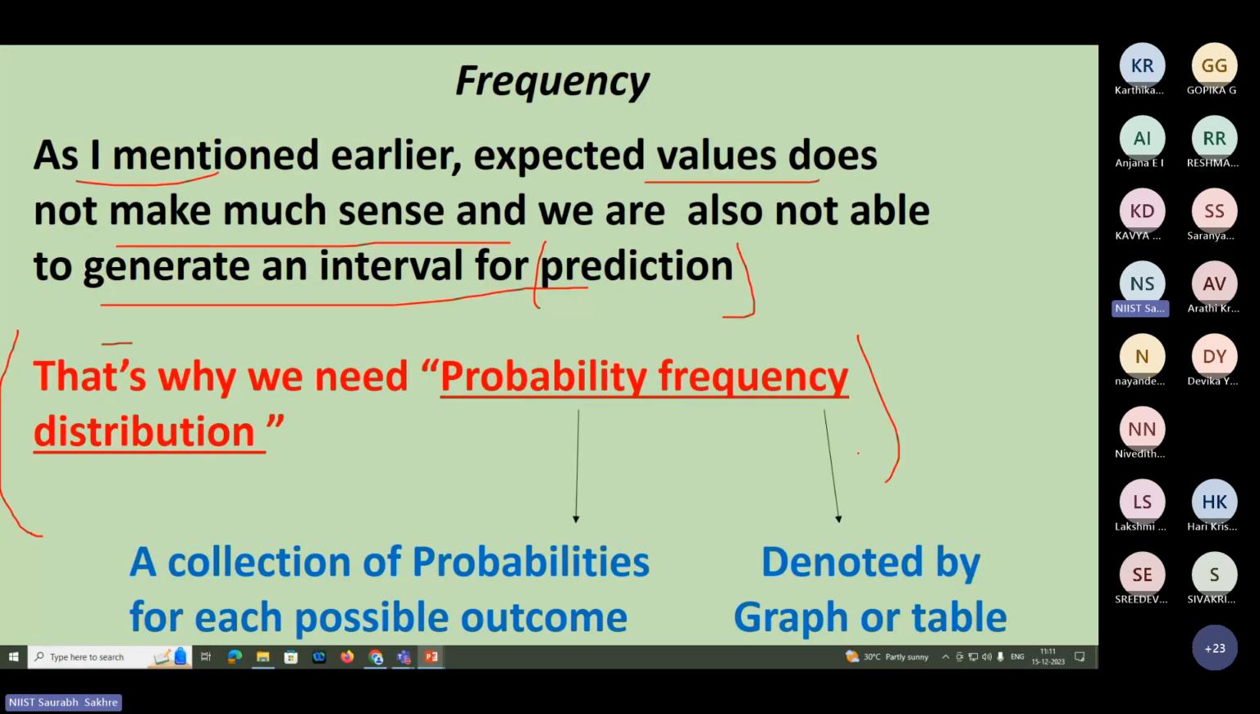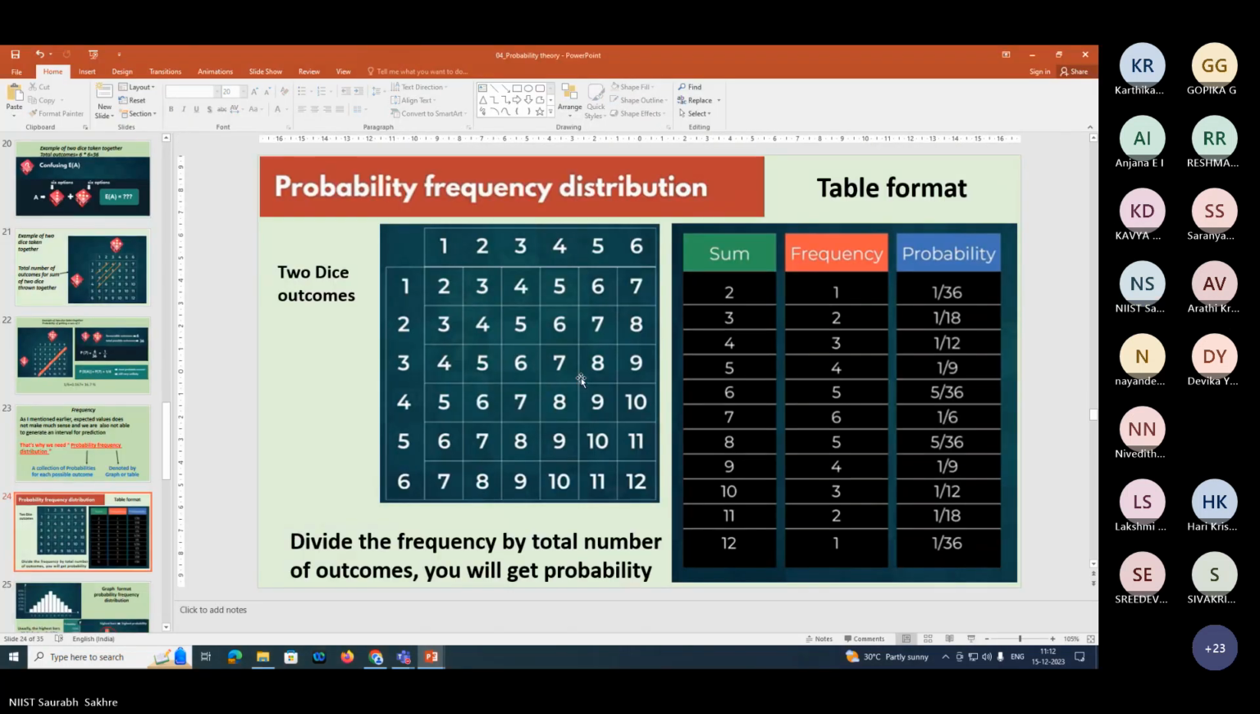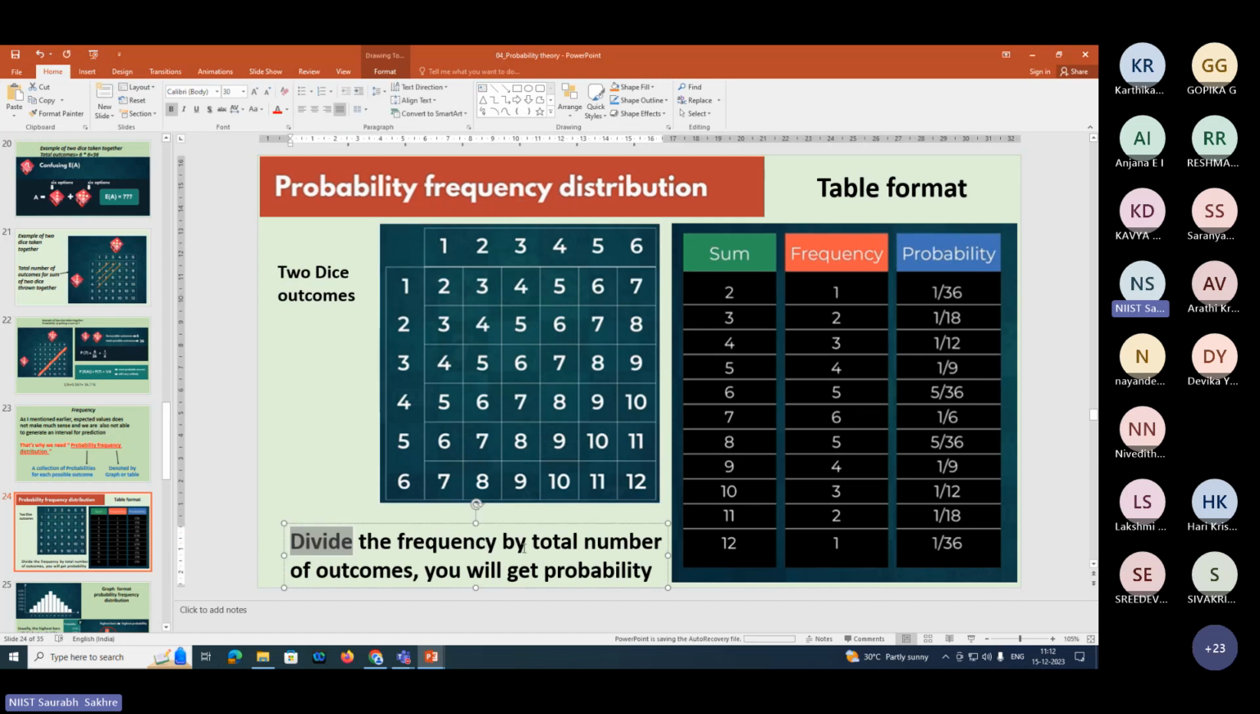So what is it? It is a collection of probabilities for each possible outcome. Here you have to keep in mind, it is a collection of probabilities for each possible outcome, and it is denoted by a graph or a table. Now suppose I want to make a probability frequency distribution for the previous example where the two dice outcomes I have given. This is very important, just listen to it. This is the same table I have shown you earlier. Now what we will do here is divide the frequency by the total number of outcomes, so we will get the probability.